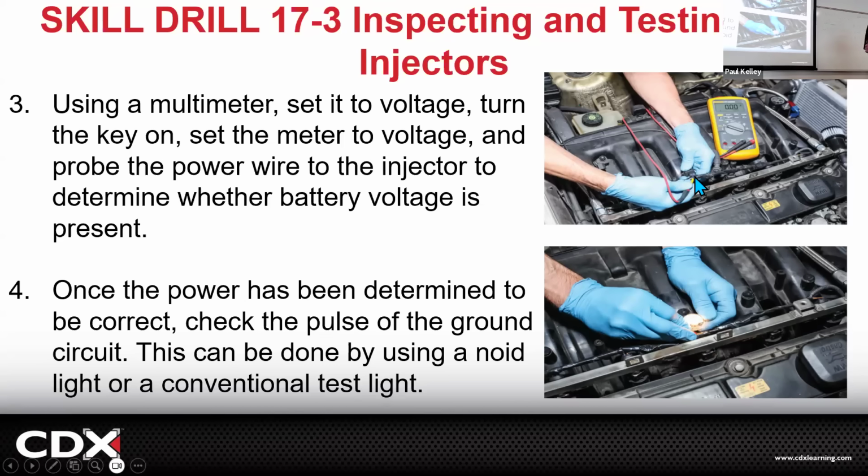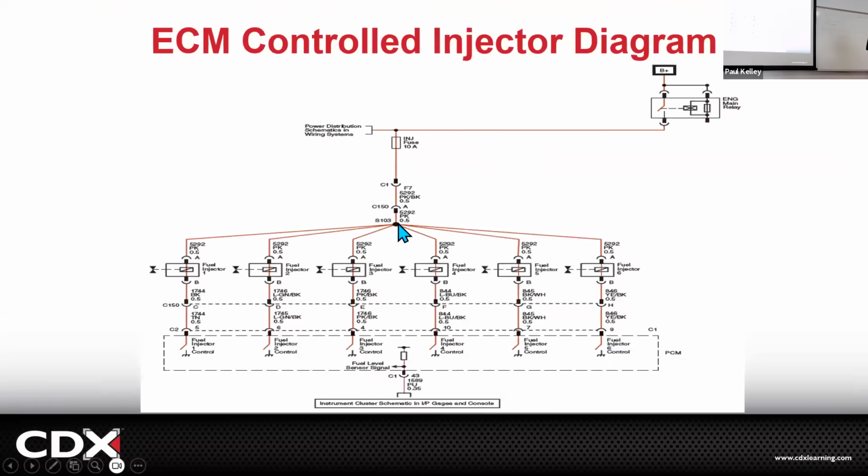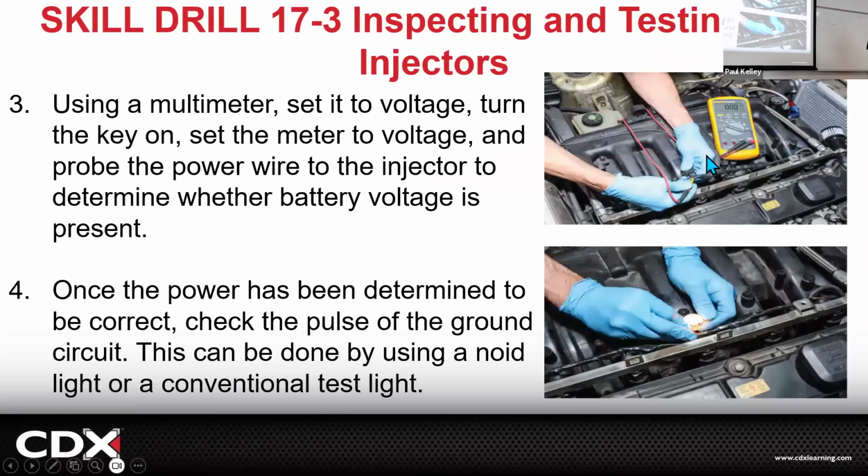But you could still go to that injector and test for voltage. If the injector has no voltage, you know it's up here. If the injector has voltage, you could check to see if it's getting a ground pulse. It's just a little tough to do on a meter, but you can do it. Or the Noid light's a good option too.